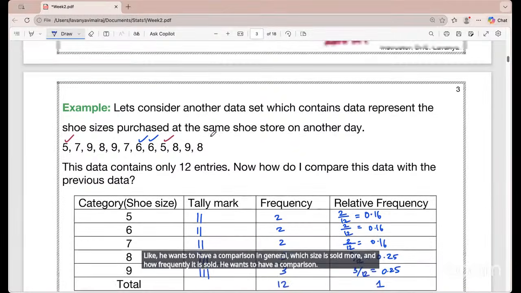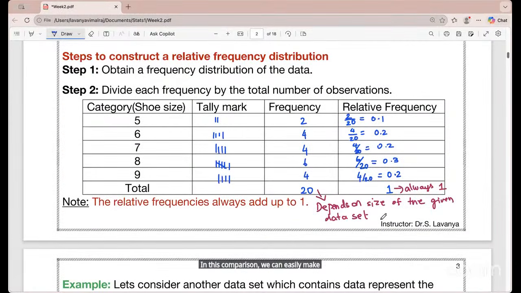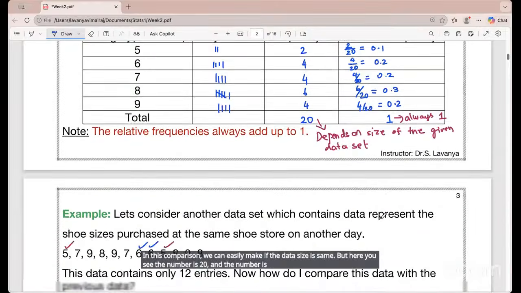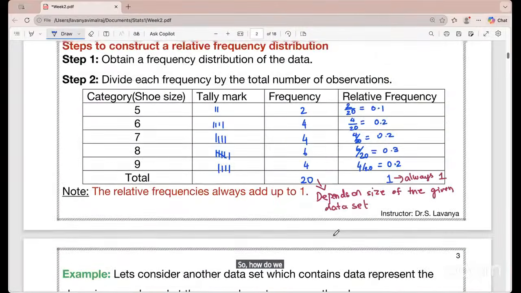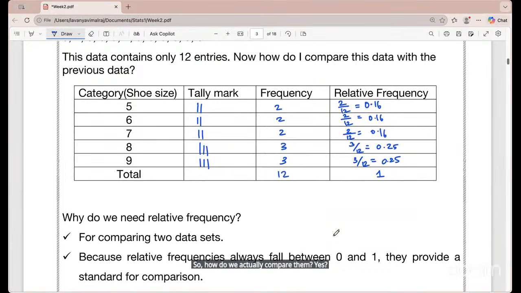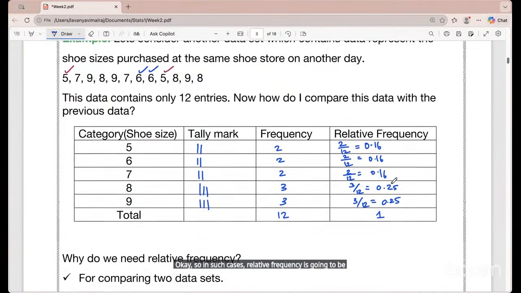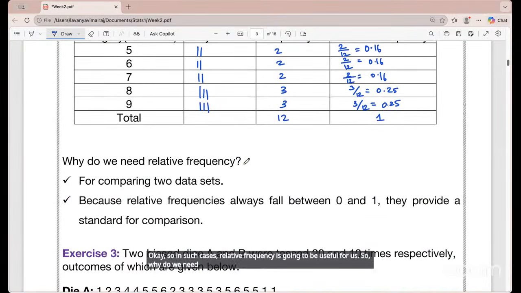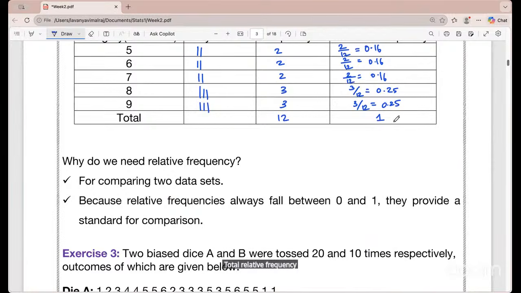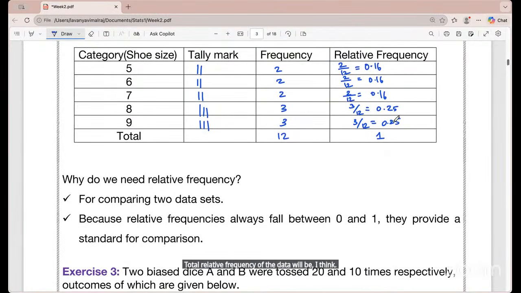This comparison we can easily make if the data size is the same, but here the number is 20 and the number is 12. So how do we easily compare them? Okay, in such cases, relative frequency is going to be useful for us. The relative frequency sum of the data will be, I think, 0.98.